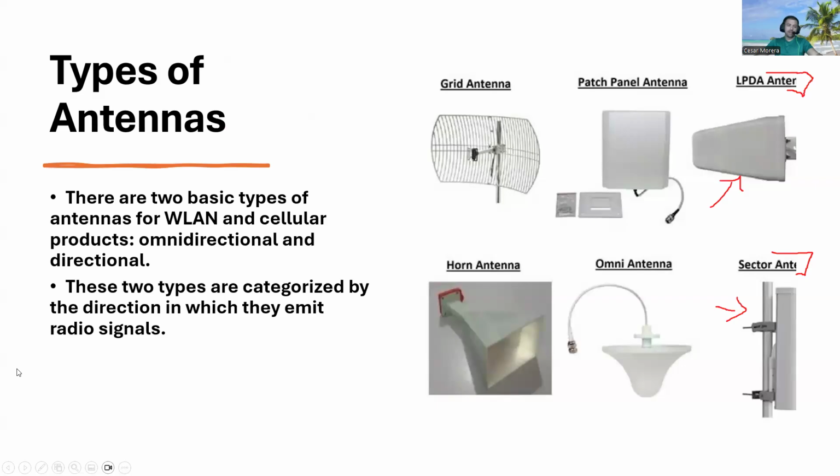There are two basic types of antennas for WLAN and cellular products: omnidirectional and directional. These two types are categorized by the direction in which they transmit the radio signals.